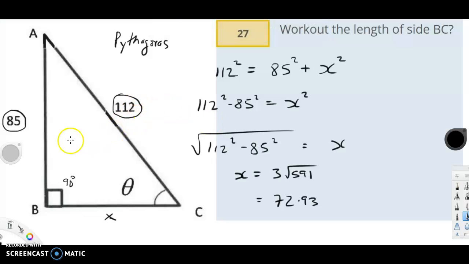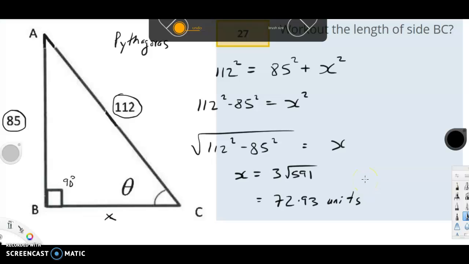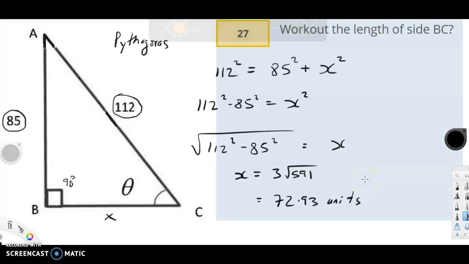And with no units, meters, centimeters, and so we'll just call it units squared. Or it's not squared, what am I doing? It is length. So that's the length of the side BC.